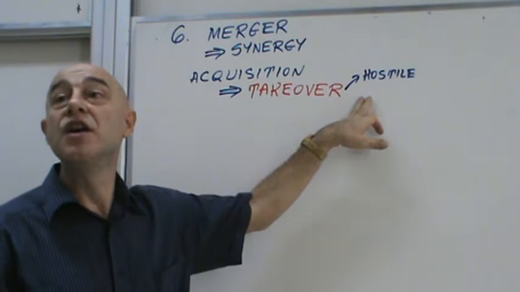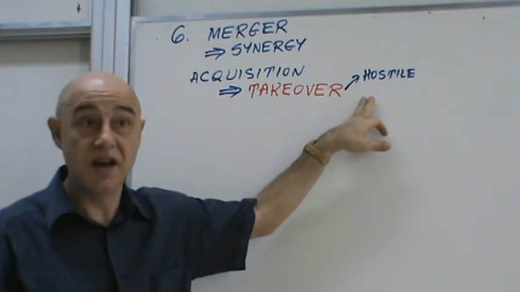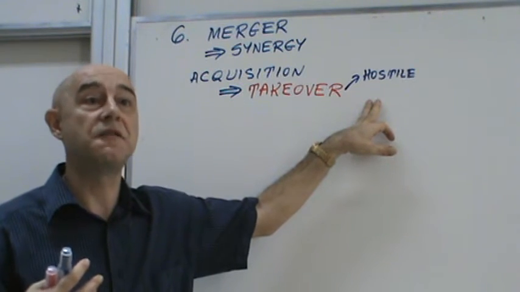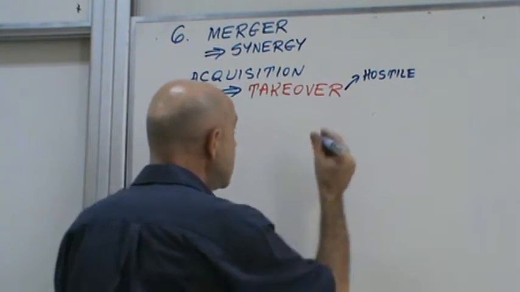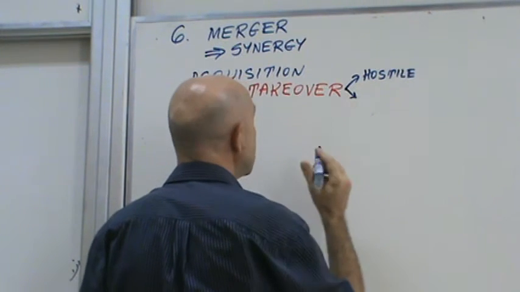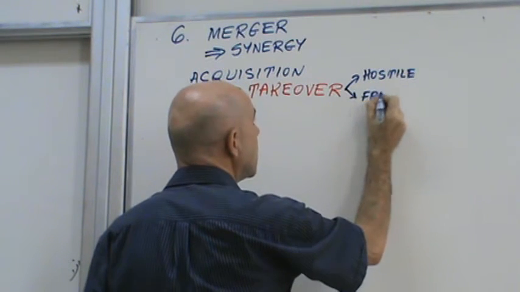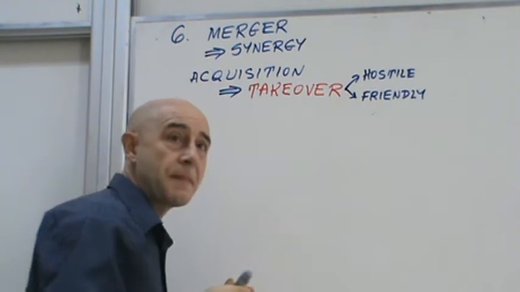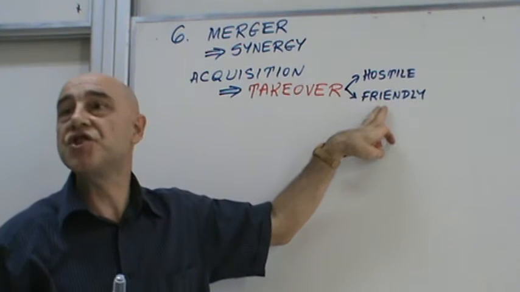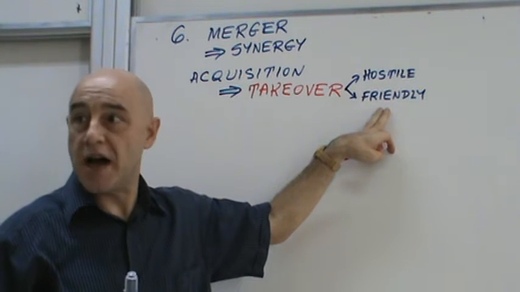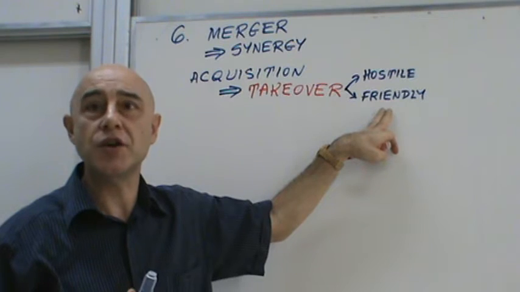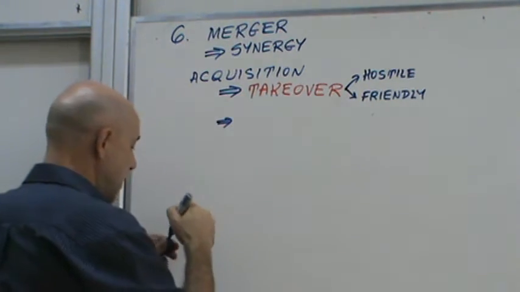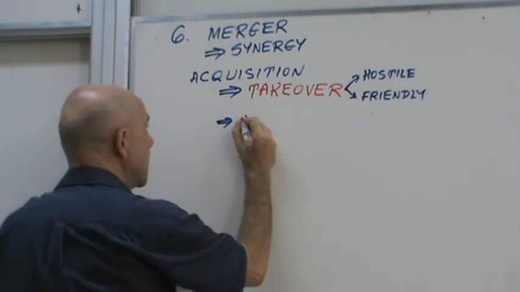The other company resists but doesn't have the financial, economic and other means to actually defend itself. And the alternative is to be friendly. In which the other company that is being acquired, we call it the target company.